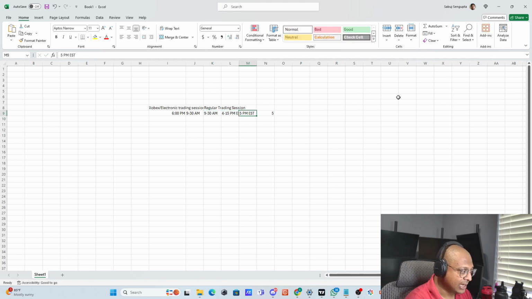On this day, the market reopens again at 6 o'clock. So 6 p.m. to 9:30 a.m. is called the Globex session or the electronic session, and 9:30 a.m. to 4:15 p.m. is the regular trading session when the US market is open. For retail traders and retail investors, this is called the regular trading session, and the market settles at 5 p.m. Between 5 p.m.